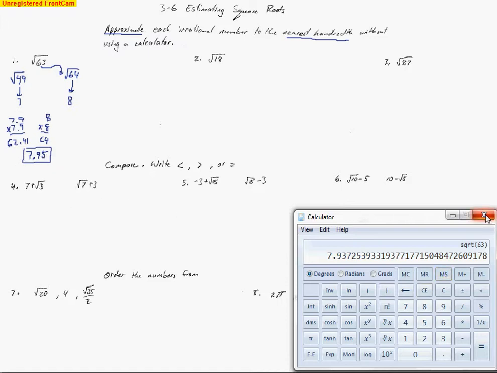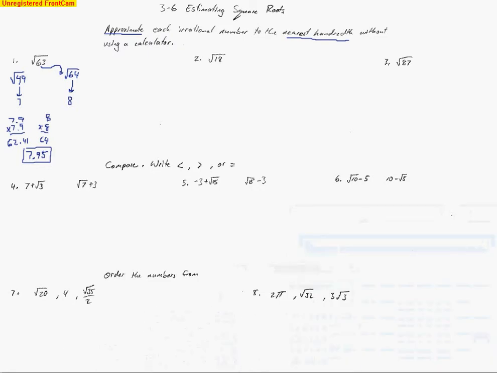So let's take a look at another one. And here we have the square root of 18. So again, what I'm doing is I'm looking for the perfect squares that 18 is between. So I see 16 as a perfect square, and its square root is 4. And I see 25 as a perfect square, and its square root is 5. So I know 18 is between these. Now I want to see which one it's closer to. It's closer to 4 than 5.